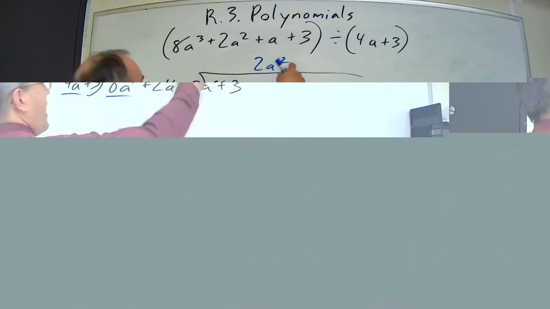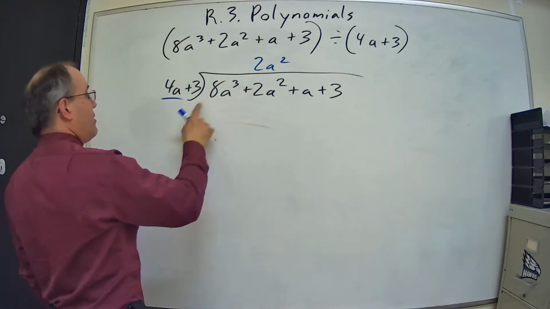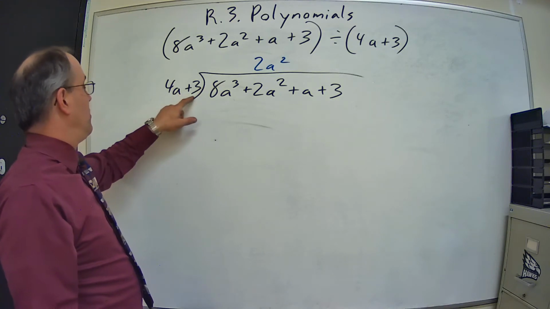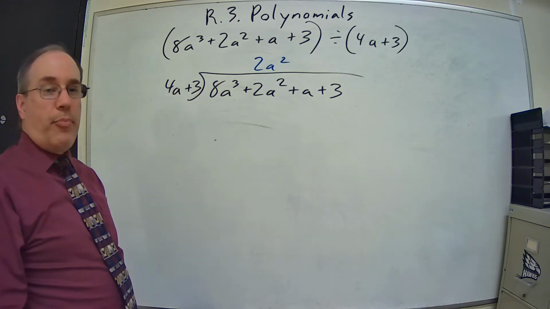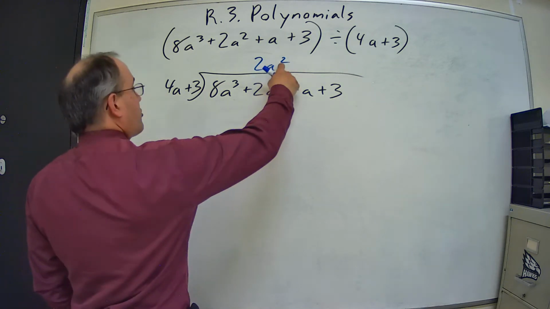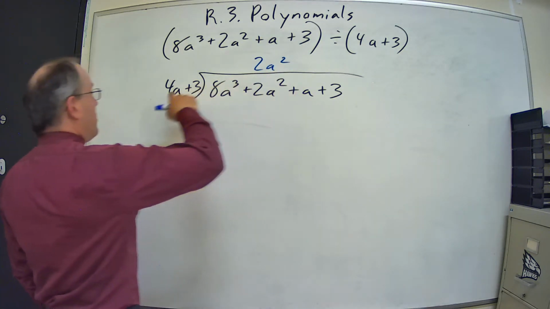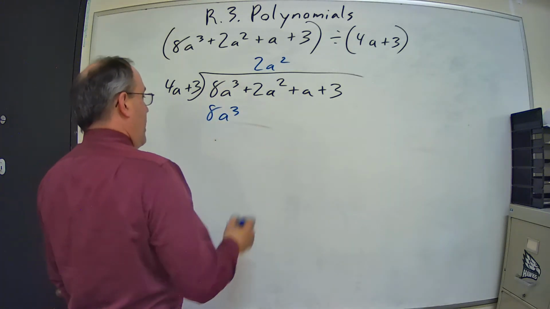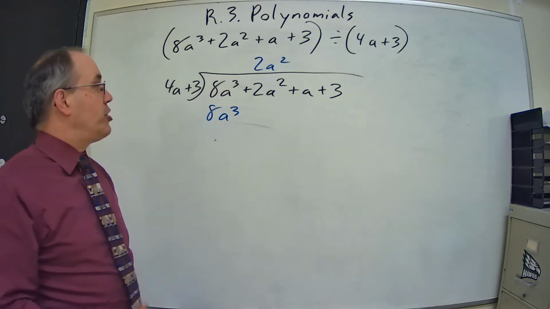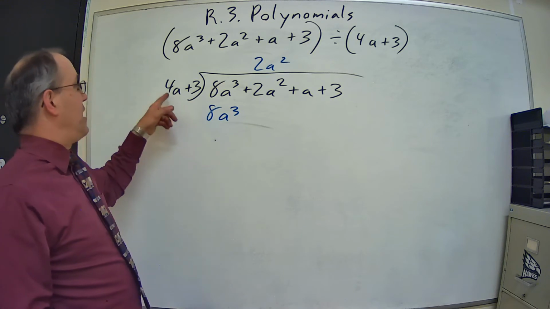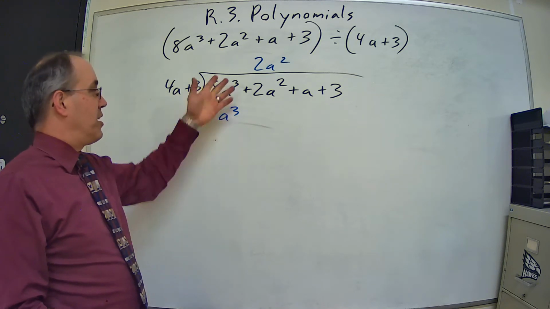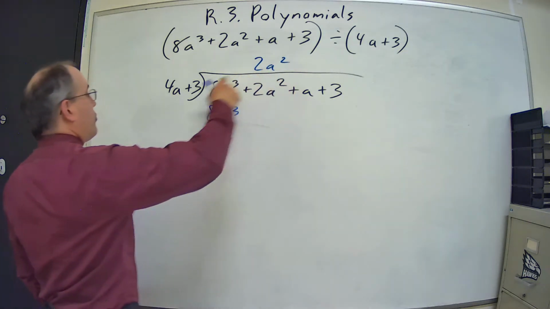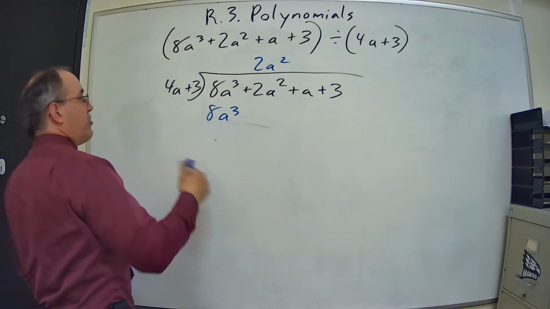Now we're going to take this value, that 2a squared, and we're going to multiply it by 4a plus 3. So 2a squared times 4a gives us 8a cubed, and it should, because that's why we chose 2a squared, because that's what it needed to get that, which is going to cause it to cancel out when we subtract. And 2a squared times 3 gives me 6a squared.